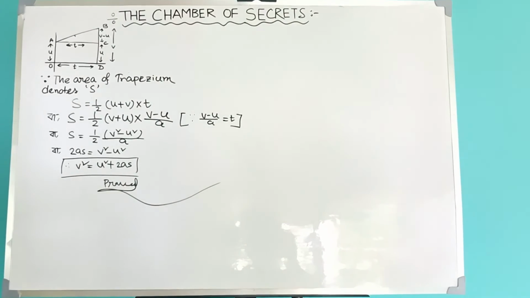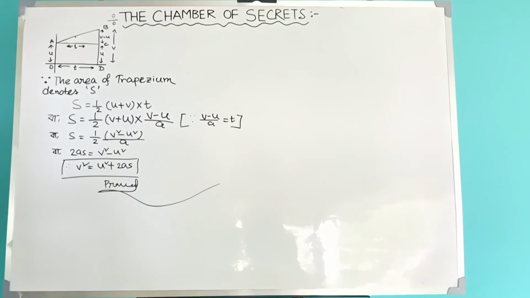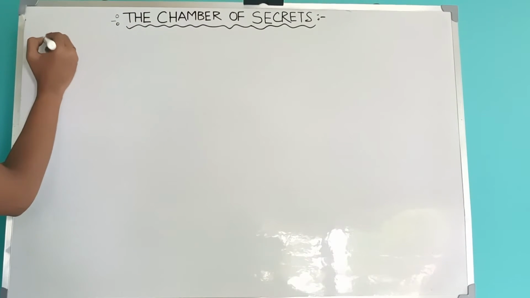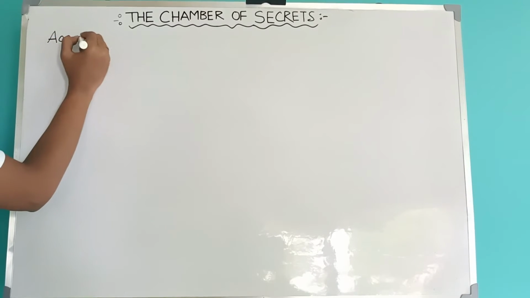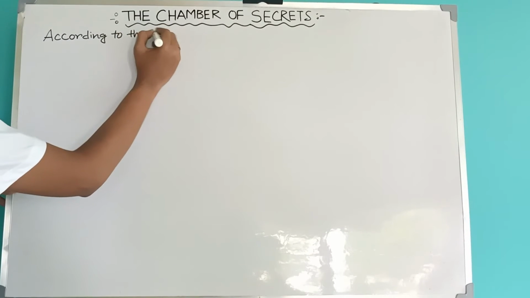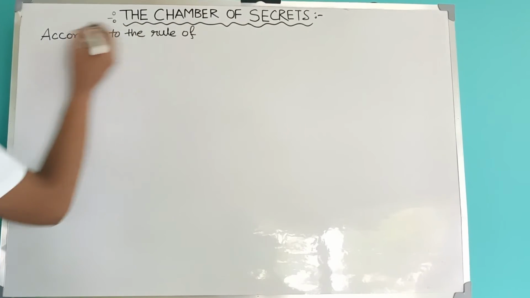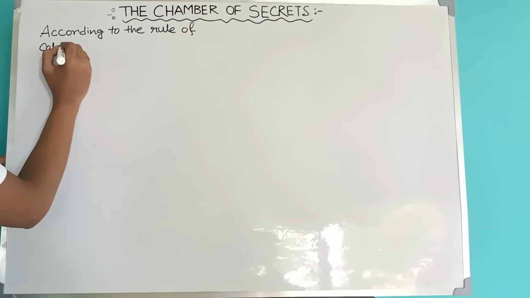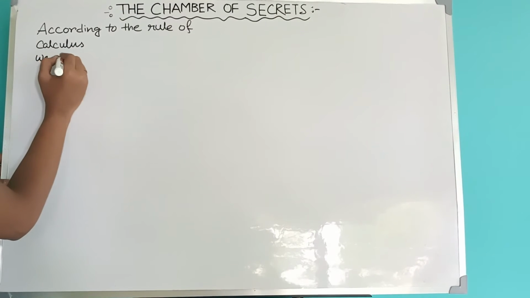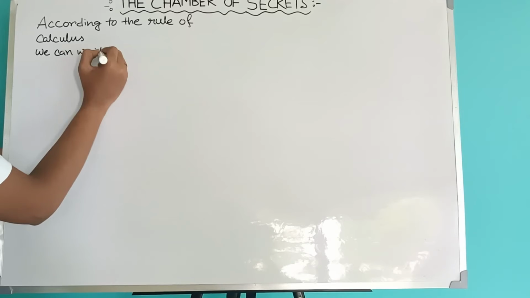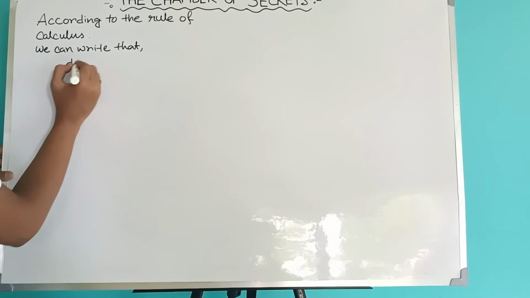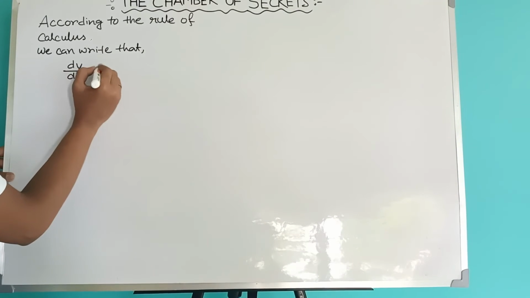So we have already completed the derivation of v squared is equal to u squared plus 2as by graph. In the next part I will solve it by calculus. So let's start. So now, according to the calculus rule, we can write that the first derivative of velocity is equal to acceleration.